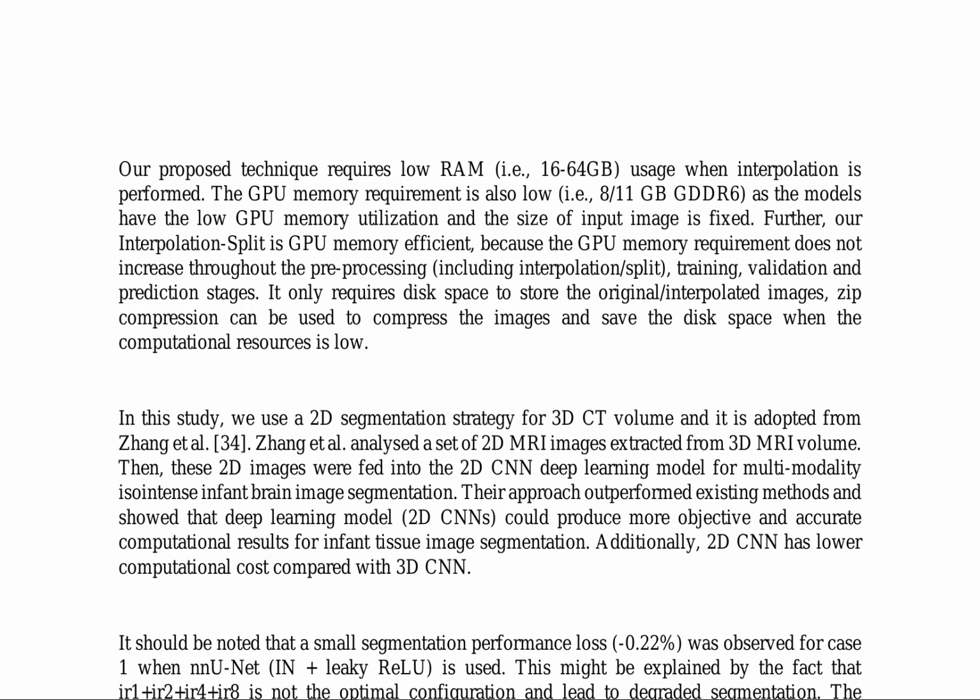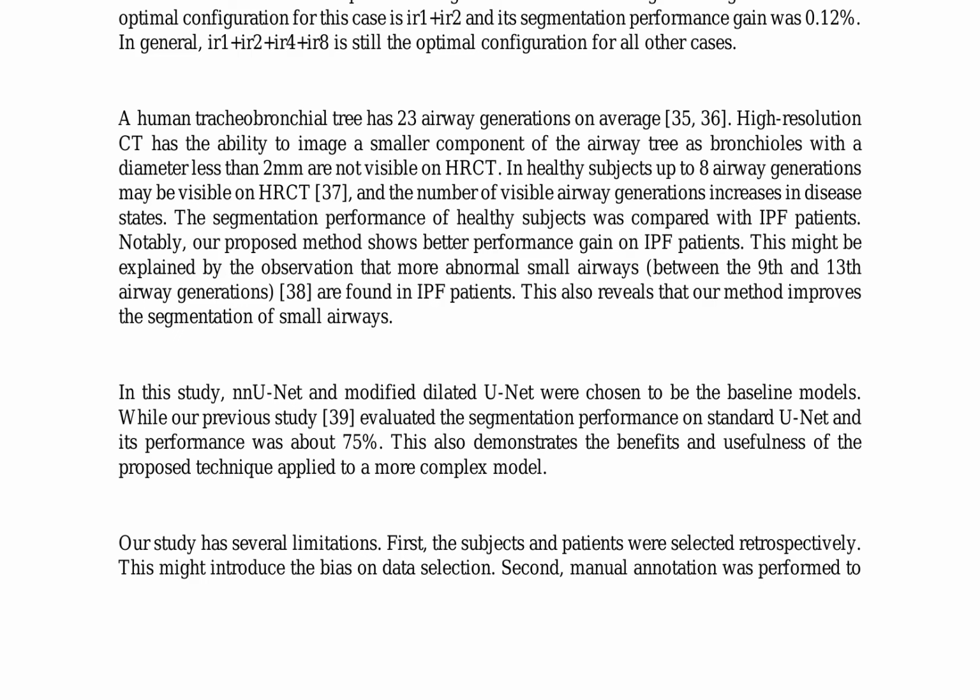Evaluations show that employing nnU-Net with IN and leaky ReLU yields a slight 0.22% performance decrease in case 1. This discrepancy is potentially due to the suboptimal IR1 plus IR2 plus IR4 plus IR8 configuration, which may be addressed using the optimal configuration, IR1 plus IR2, yielding a 0.12% performance gain. Conversely, the IR1 plus IR2 plus IR4 plus IR8 configuration proves optimal for other cases.